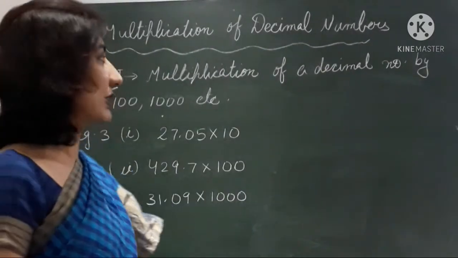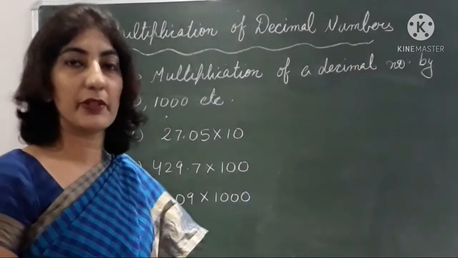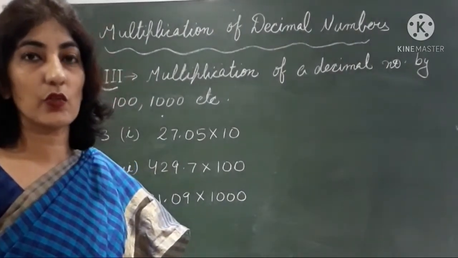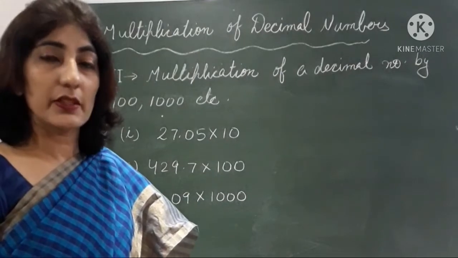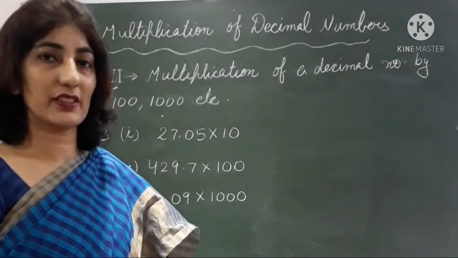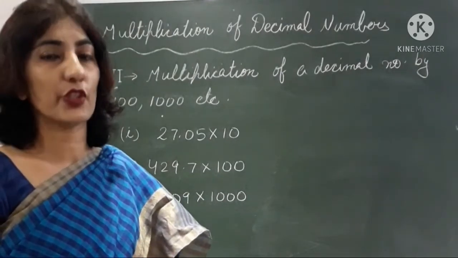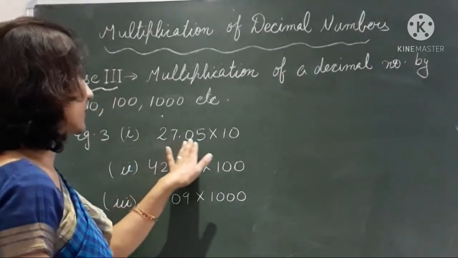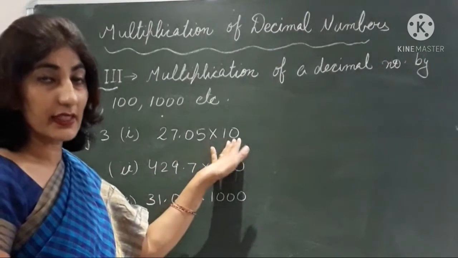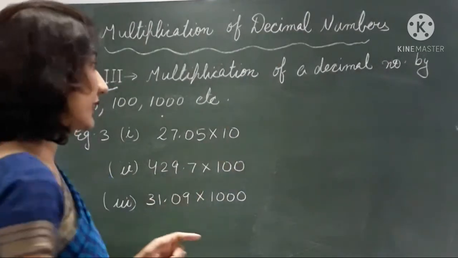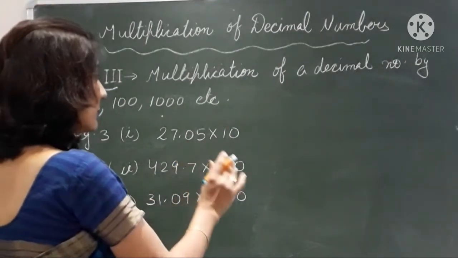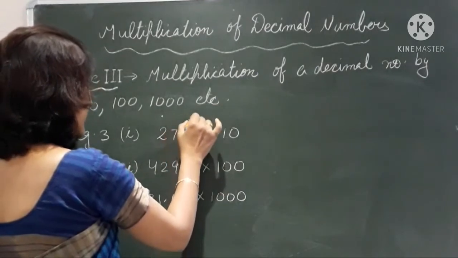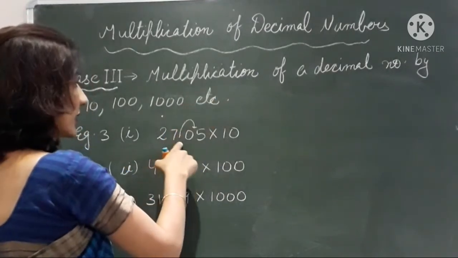Case 3 is multiplication of a decimal number by 10, 100, 1000, 10,000, etc. The method is same, multiplication of a decimal by a whole number, but there is one shortcut in this type of questions. Let us take an example. 27.05 multiplied by 10. In 10 we have 1 zero. When we have to multiply by 10, the simple thing is you will shift the decimal one place to the right.